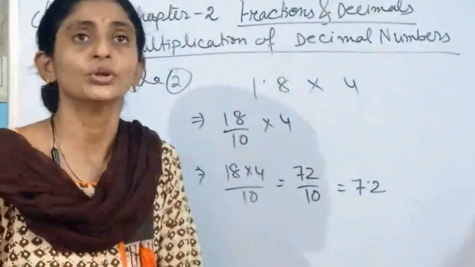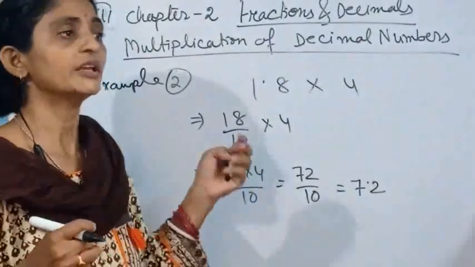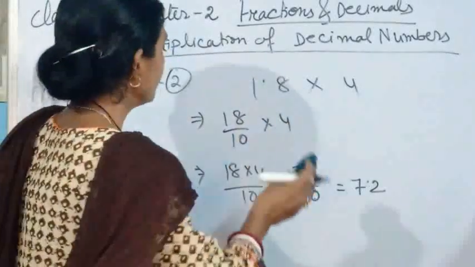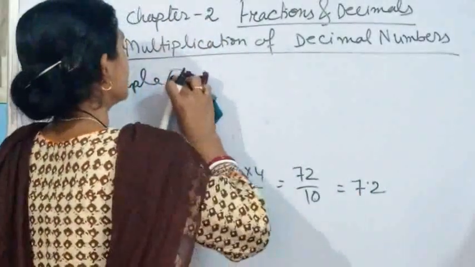So what will happen when you multiply any number by 10, 100 and 1000? How will you count the places? Let's see. I am coming to example 3.